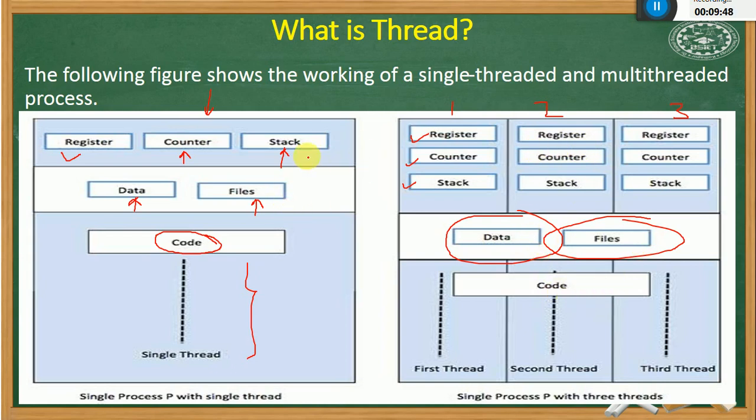In this diagram, these are the blocks which are similar to your process in the main memory. So there is no extra explanation required about the register, counter, stack, data, file and code. These are the two diagrams: the single threading and the multi-threading diagram.